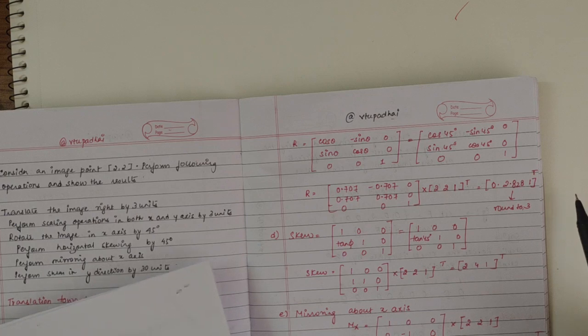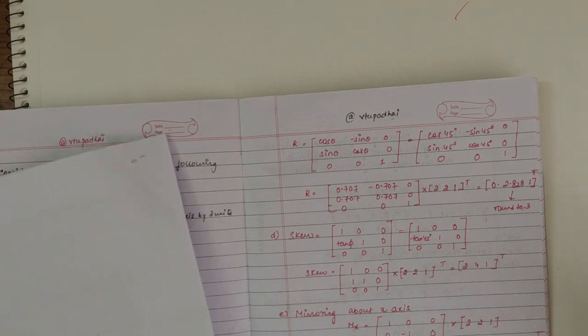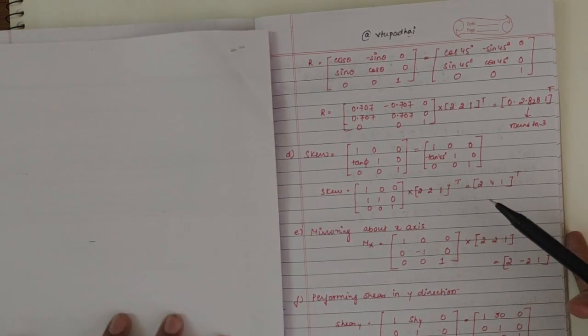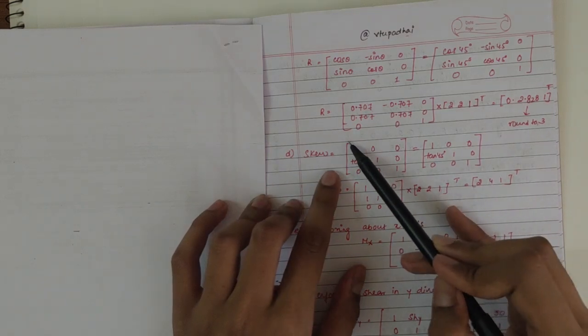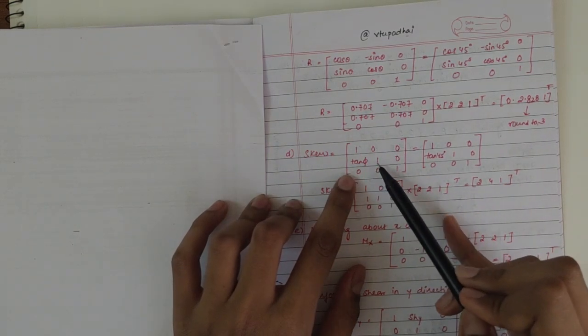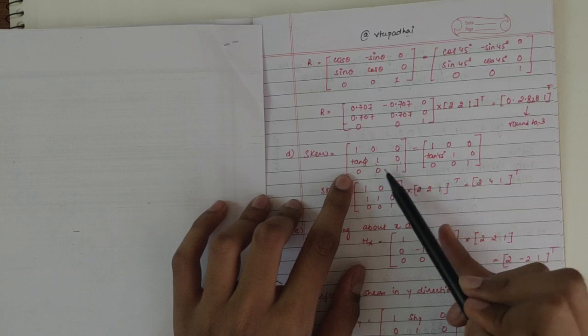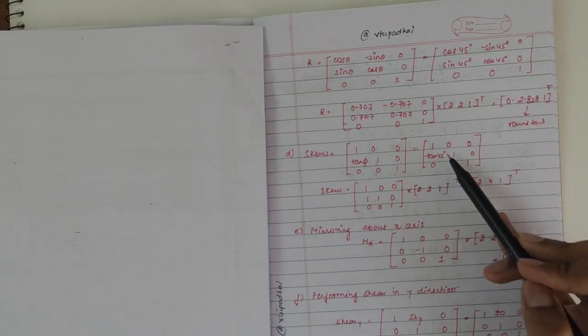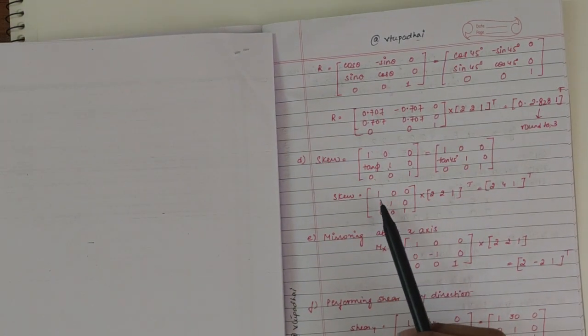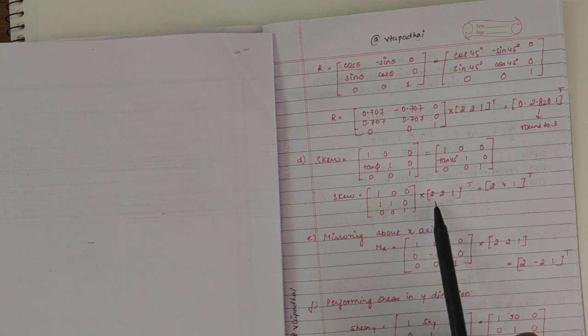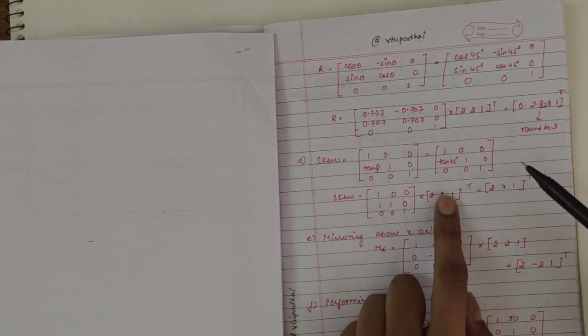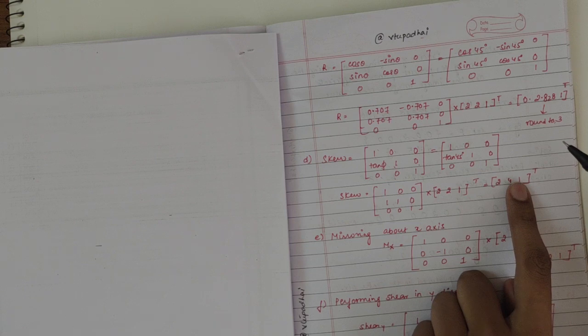Next we have something known as horizontal skewing by 45 degrees. For the skewing operation, I guess this was not there in the explanation part. The matrix for this is [1 tan phi 0; 0 1 0; 0 0 1]. Just put the value of phi as 45 degrees. Then you get the skew matrix [1 1 0; 0 1 0; 0 0 1] into the original image coordinates. You get this as the answer: [4 2 1] transpose.